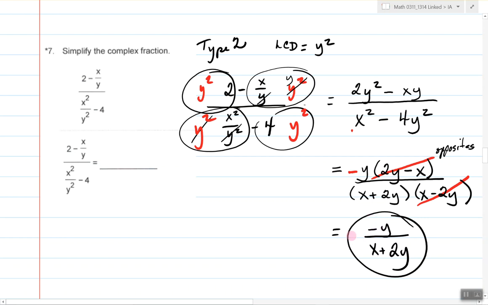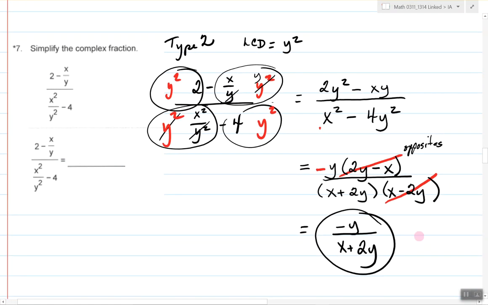You could have written it as negative the fraction y over x plus 2y. Either way, remember, these y's are not factors to be divided out because y is not a factor of the entire denominator. So if you're worried about that, put it in parentheses and know that you can never divide out part of what's in parentheses. All right, that's complex fractions. I'm going to stop the video and pick back up with the second part.